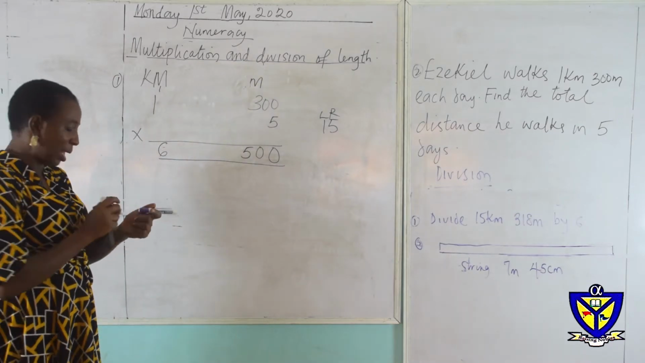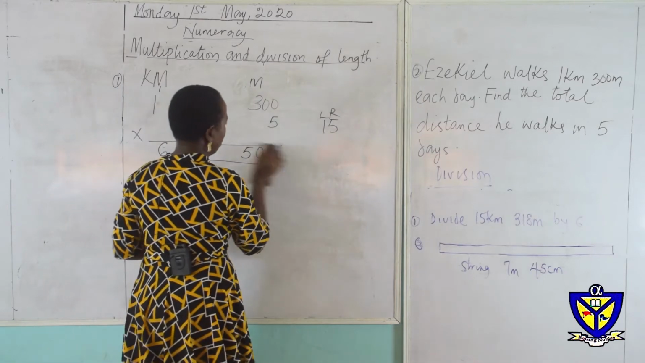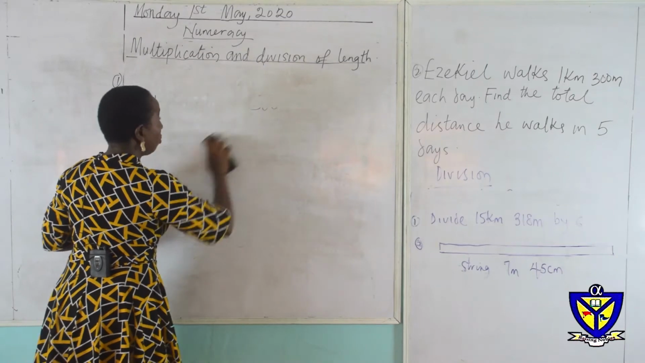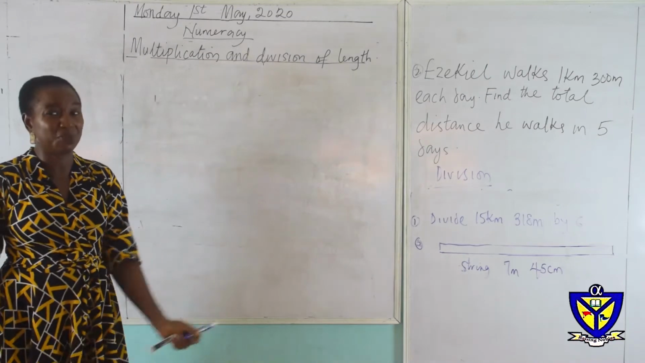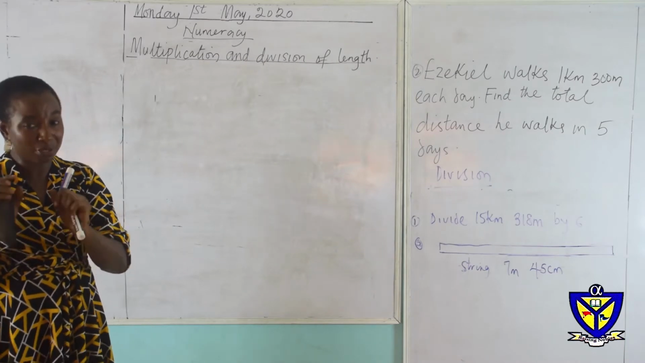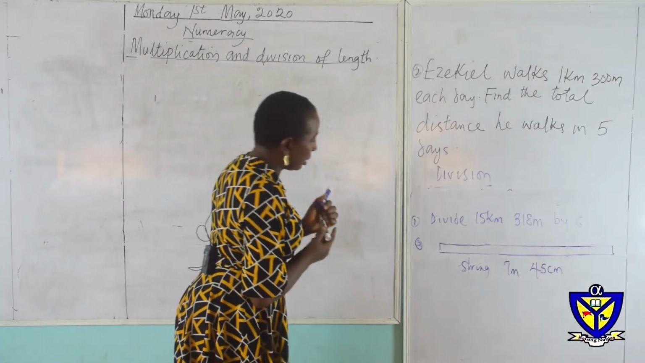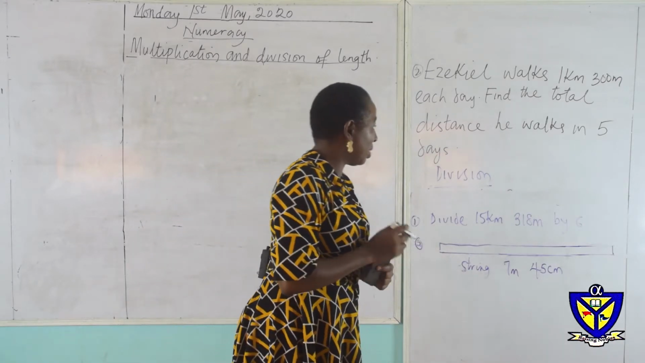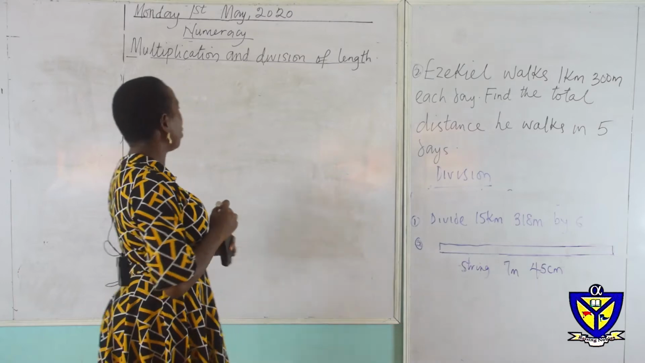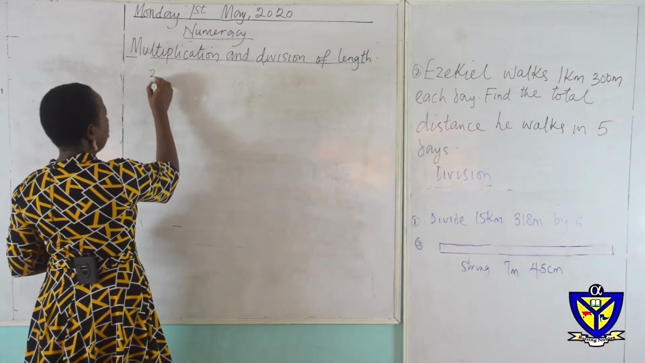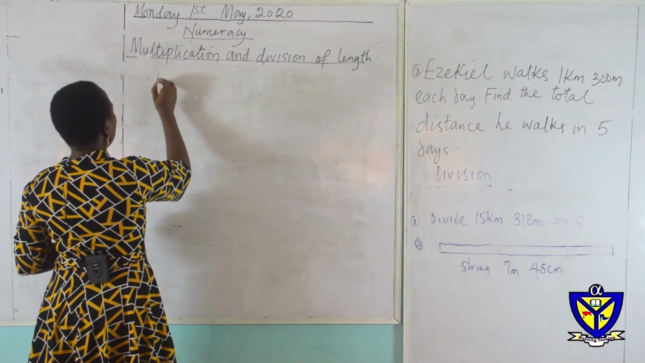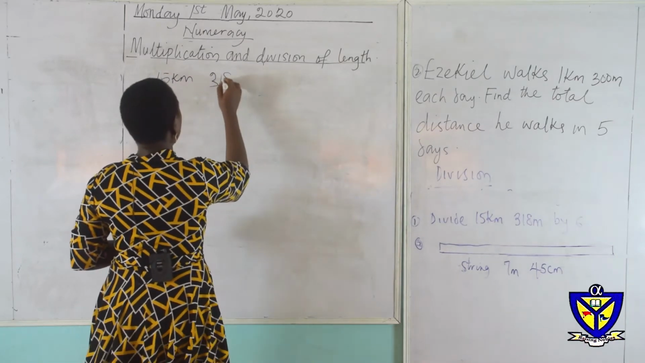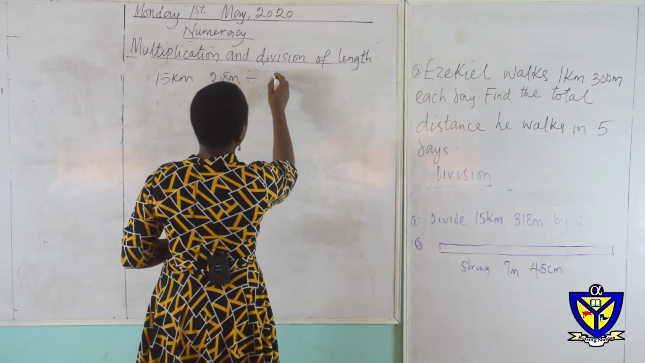It's so easy. Now, let's quickly go to our division. Division. You need to be very careful here. But don't worry. It's still very, very easy. Just take your time. The first question says, divide 15 kilometers, 318 meters by 6. What are we going to do? Of course, we're going to try. That is 15 kilometers, 318 meters divided by 6.